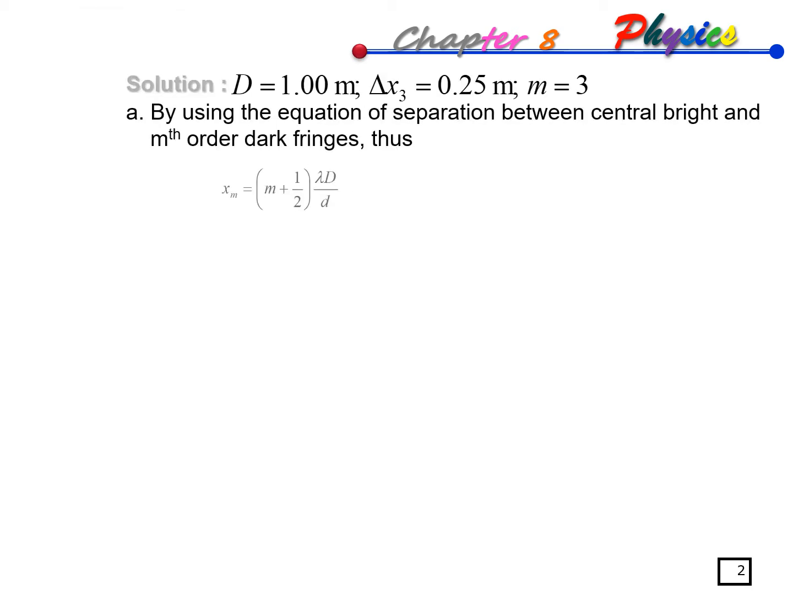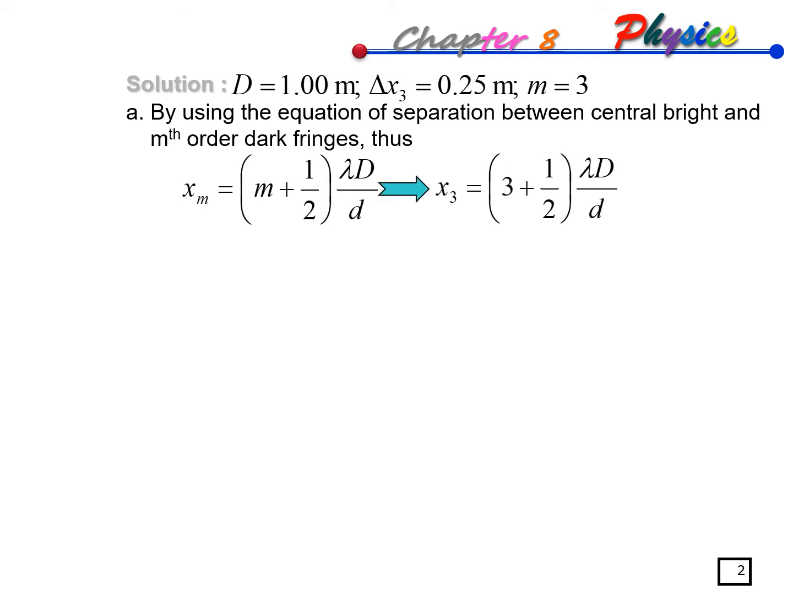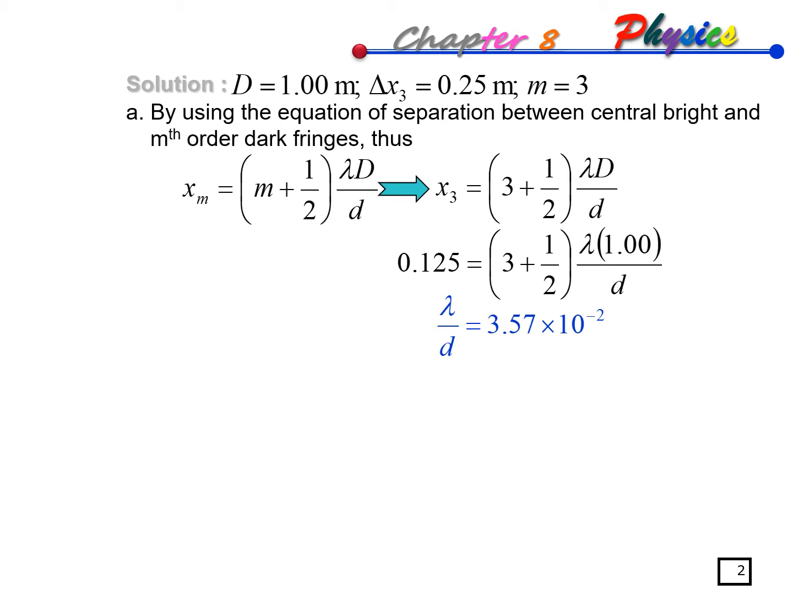Now, by applying the equation for the dark fringes, you will end up with y = (order + half) λD over d. Replacing the values, now we want to determine the ratio, the ratio of λ over d. So just solve it. You'll end up with a ratio which doesn't have a unit, because in λ over d the units cancel off.